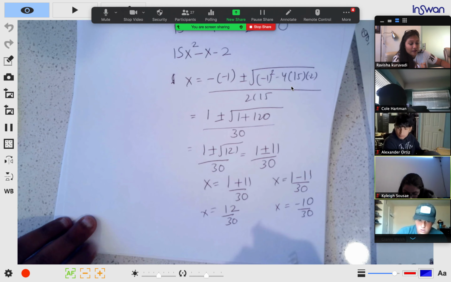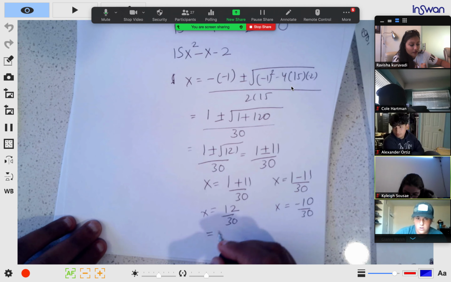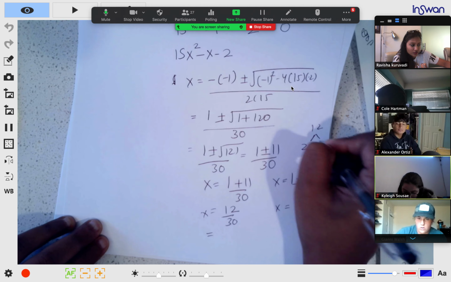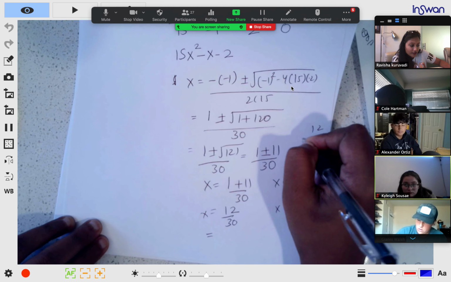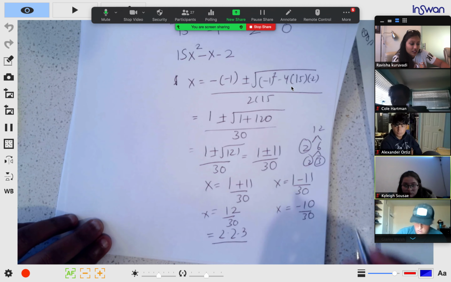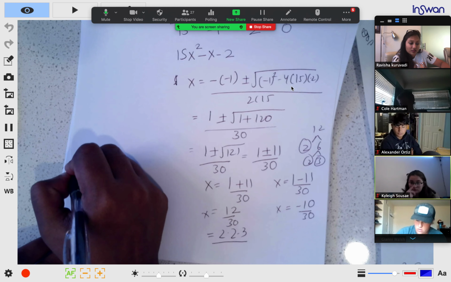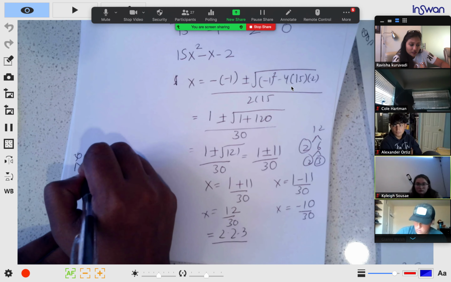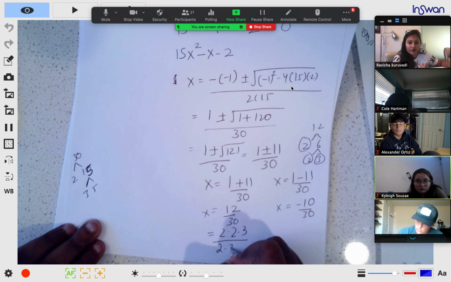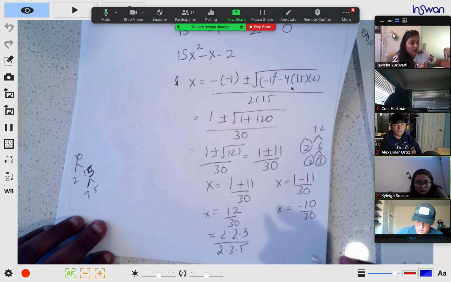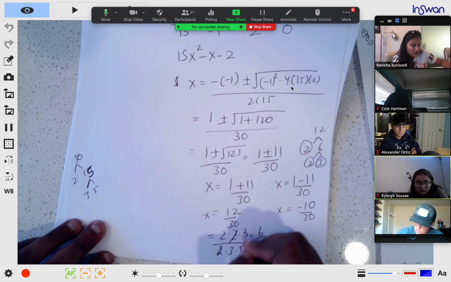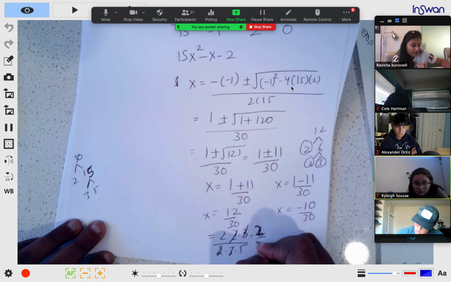Let's simplify. Factors of 12: I can make it 2 times 6, 2 times 3, so 2, 2, 3. And factors of 30: 2 times 15, 2 times 15 and 3 times 5, so 2, 3, 5. Cancel whatever you can. 2 and 2 cancel, you're left with 6 over 3, and 3 also you can cancel. You're left with 2 over 5.